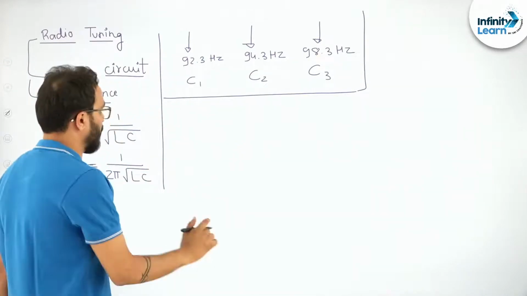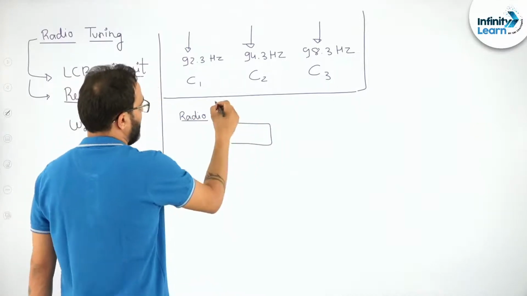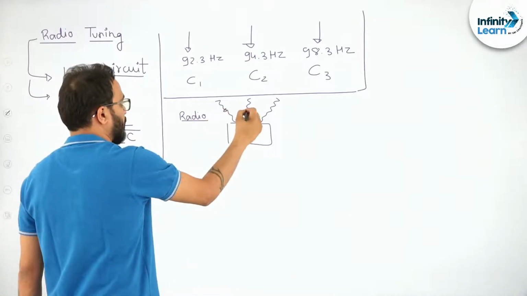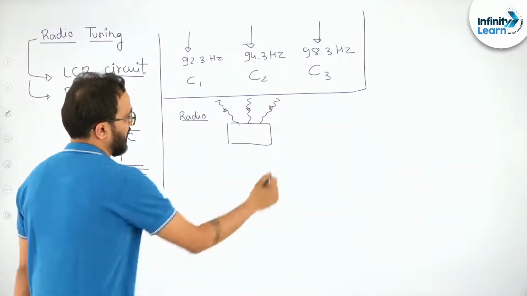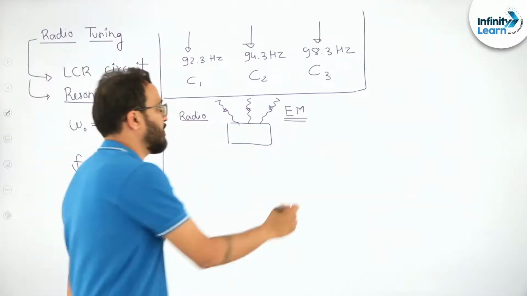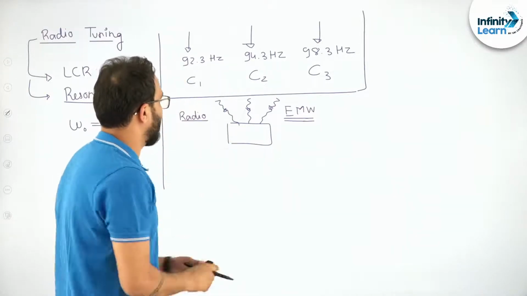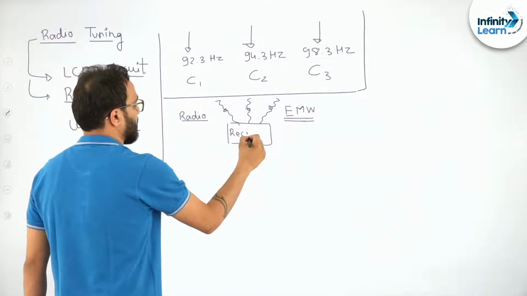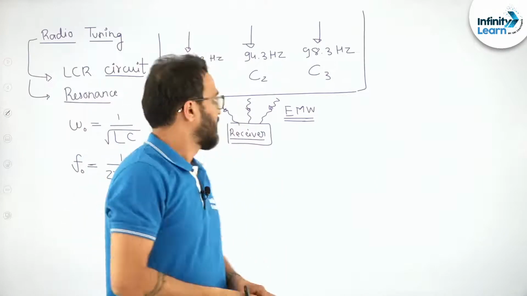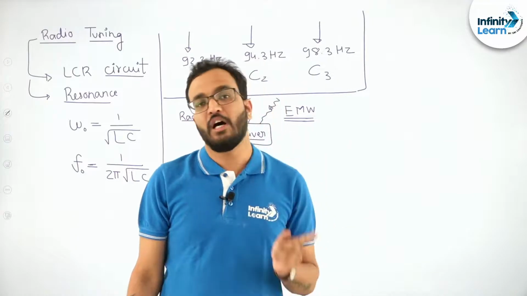So if we talk about a radio's receiver, the receiver is receiving all these frequencies, all these electromagnetic waves. What are these electromagnetic waves? It is technically receiving all these electromagnetic waves, EMW, not BMW, it's EMW. So right now this receiver is receiving all these frequencies, not just these three, many more frequencies, right. But we can hear only one channel. Now how is it possible?